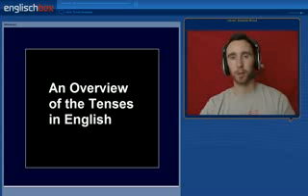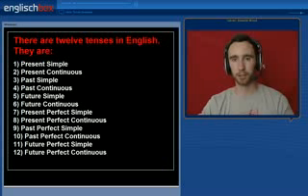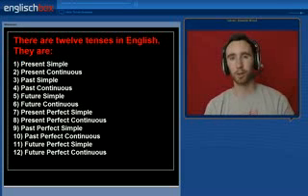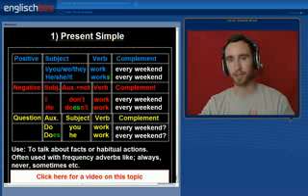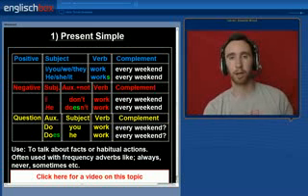Today we're going to do a comprehensive tense review in which we're going to analyze and discuss the 12 different tenses in the English language, from the present simple all the way through to the future perfect continuous. So starting at the beginning, we're going to look at the present simple.